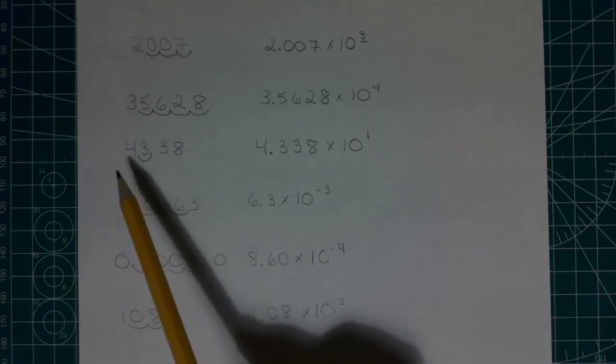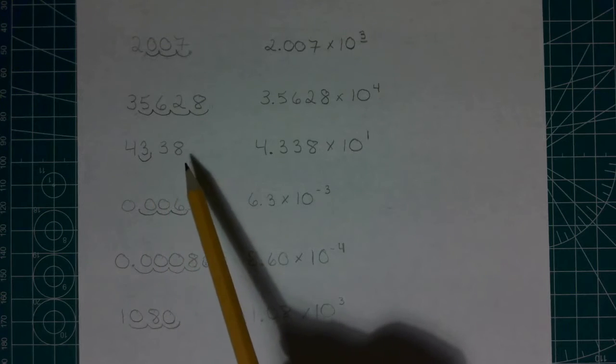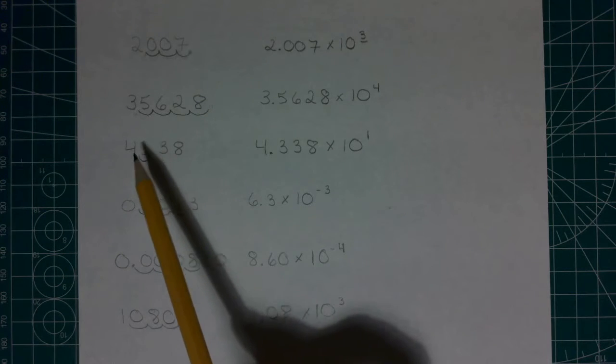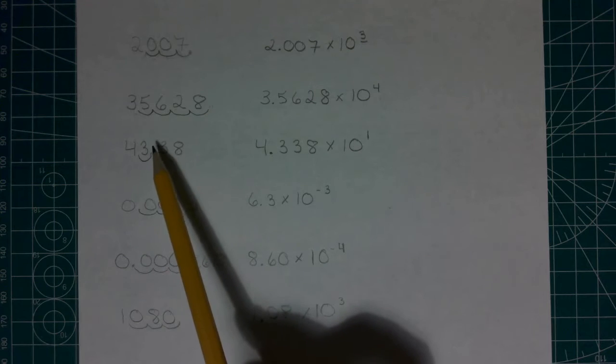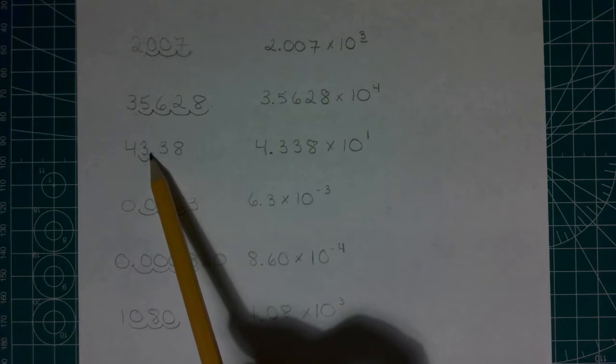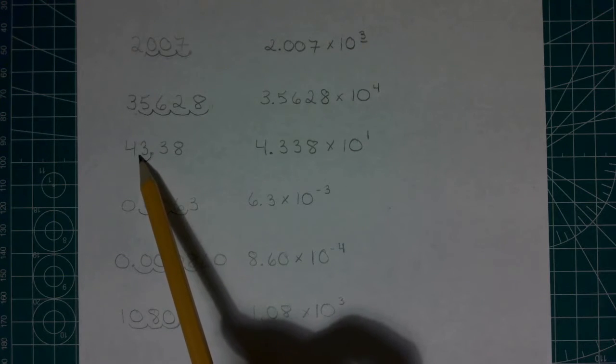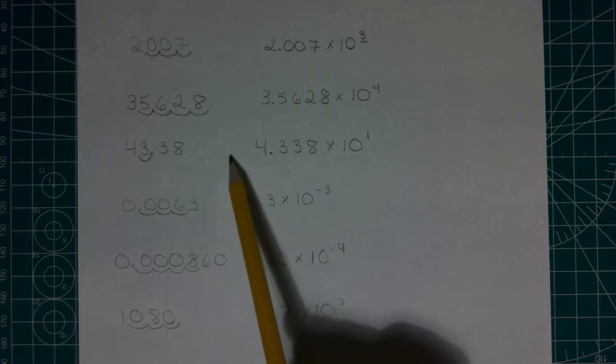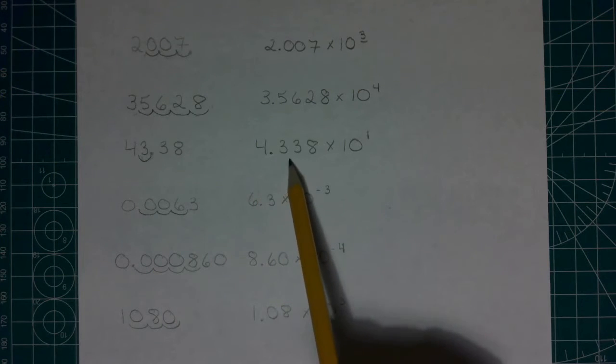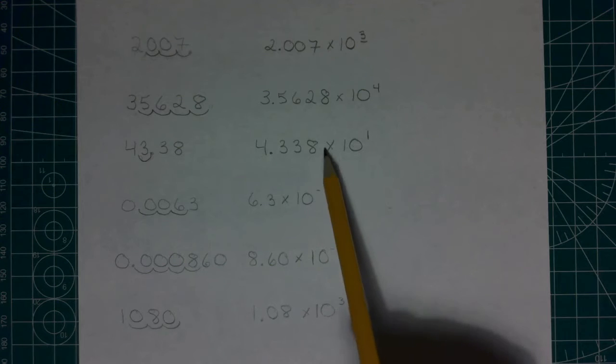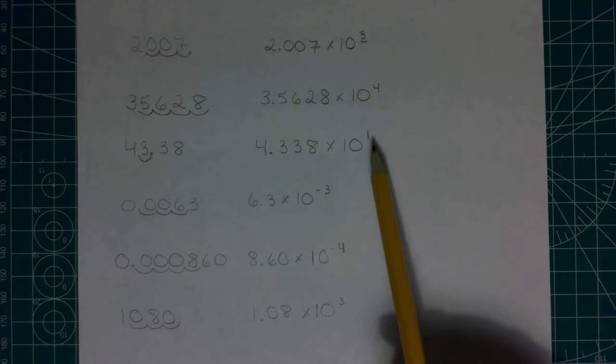Now here we have 43.38, okay? It doesn't matter that this is already a decimal. I'll just go to where the decimal place is, right here. I'll move it over 1 so that it's right after the first one. I'll rewrite that 4.338, and this time I'll write times 10 to the 1. And you would put that 1 in there.